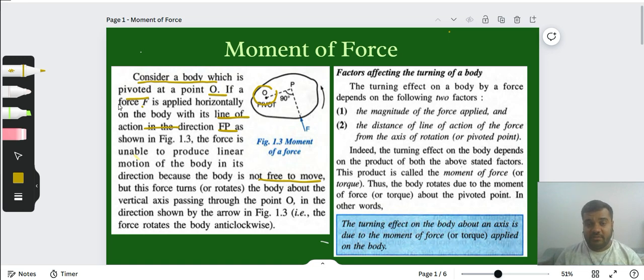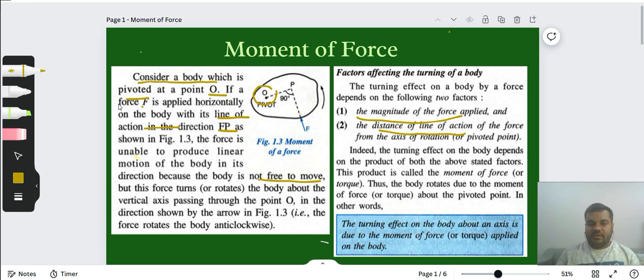Now if you come to the second slide, what are the factors affecting this turning effect? Because the body tries to rotate about point O, it mainly depends on these factors. The first is the magnitude of the force. Whatever magnitude of force is applied is one of the main factors. The second is the distance of the line of action of the force from the axis of rotation. This is the axis of rotation and its distance is OP. This also affects the turning effect.